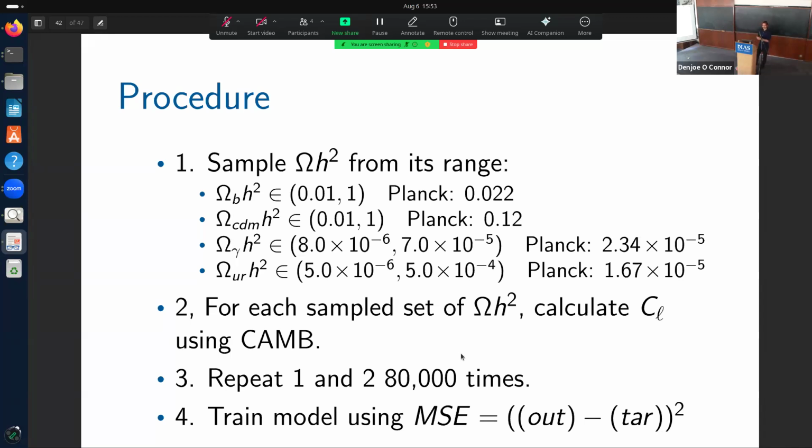We're going to repeat this 80,000 times to create a nice large data set with omegas and their corresponding power spectrum. And we're going to train a model using this error. So for every run of the model, we're going to put in our input vector, get an output, and subtract it by the actual value of the power spectrum squared. And with this error, we're going to be able to tweak the matrices.